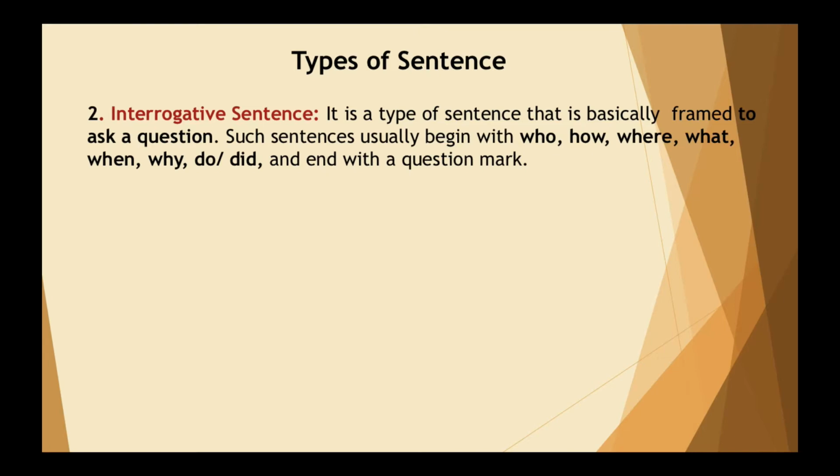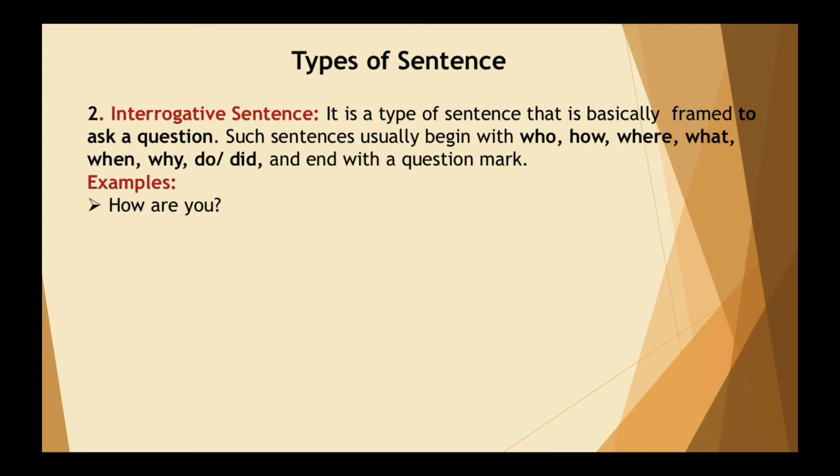So that means asking a question. So if we go for the definition, it says it is a type of sentence that is basically framed to ask a question. Such sentences usually begin with who, how, where, what, when, why, do or did, and end with a question mark. All right, so it basically is kind of an interrogation. Let's have a look at the examples.